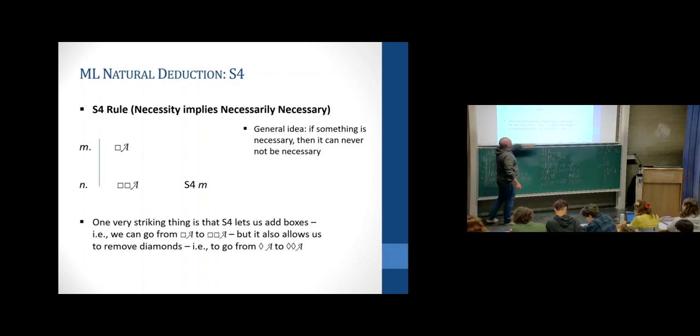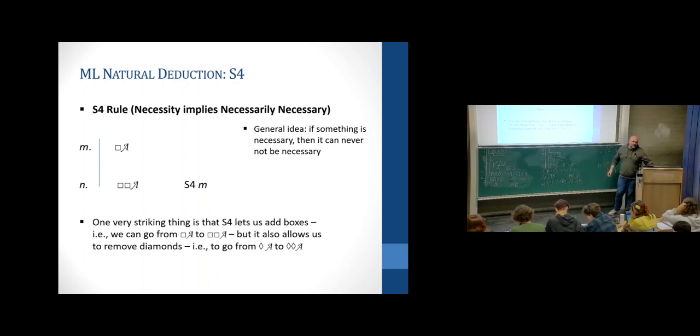There's an interesting thing to prove, and we'll talk about this on Thursday: this rule of adding boxes corresponds to removing diamonds, but not the other way around. Okay, we'll have to prove it, but we'll talk about it on Thursday. So S4 gives us, if you've got box P, you can get box box P.